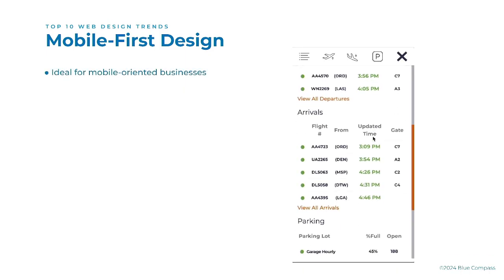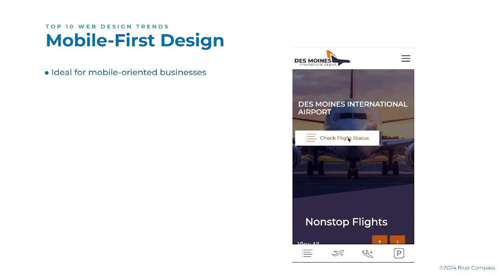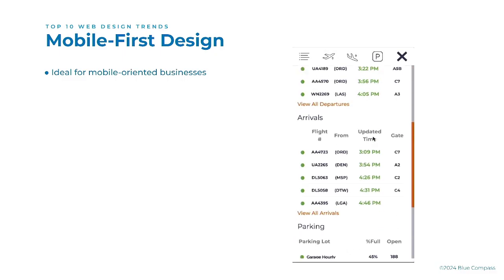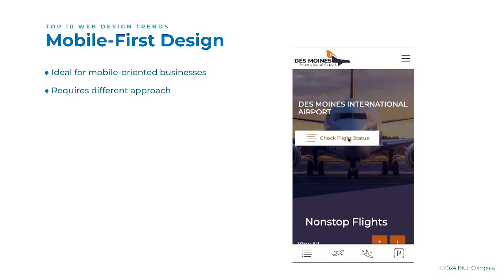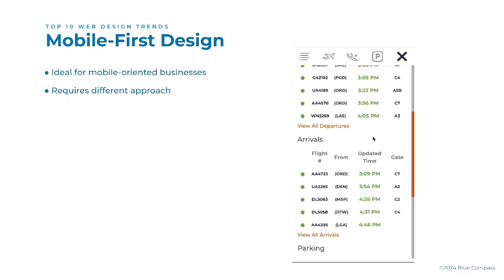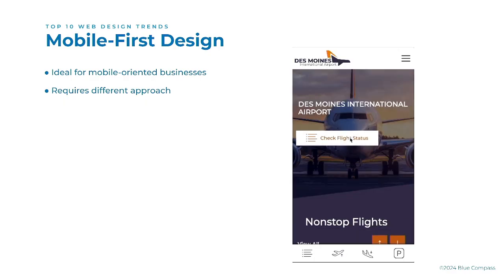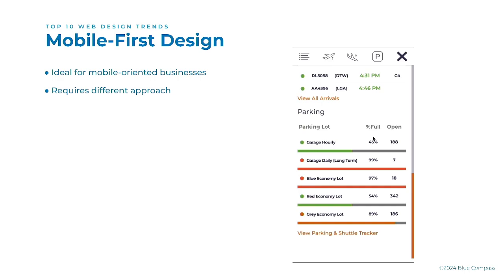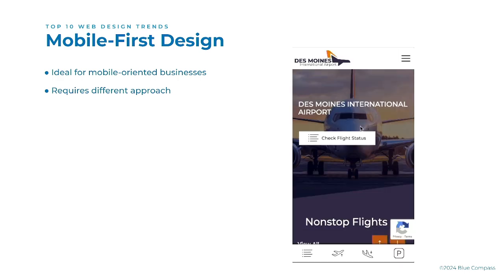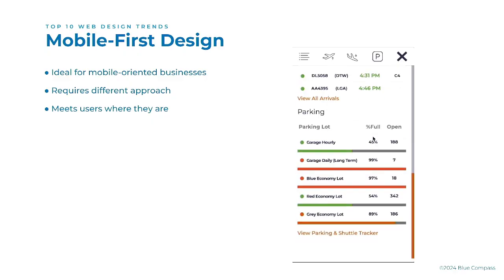And then mobile first design. So it is ideal for mobile oriented business. We have the Des Moines Airport here as an example where that experience of I'm going to the airport, I need to check if my flight's on time, I need to check in and whatever else you need to do, it needs a mobile first approach, and it needs to make a lot of sense on mobile. But it does require a very different approach to the design because you're scaling out from the mobile device rather than scaling down to the mobile device.